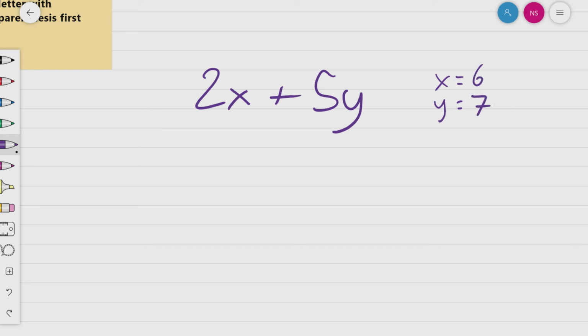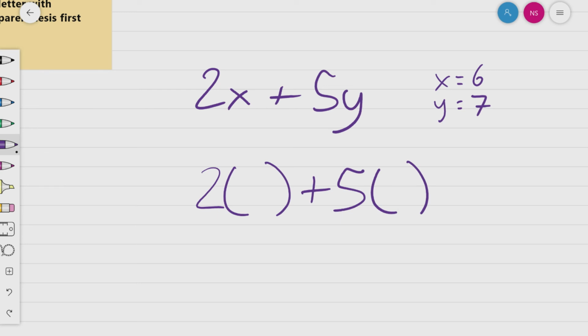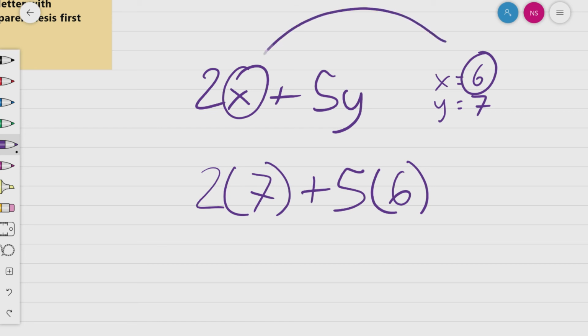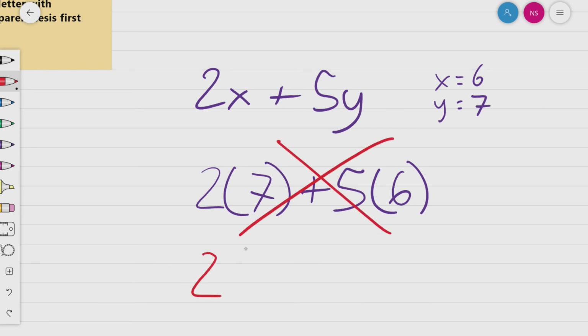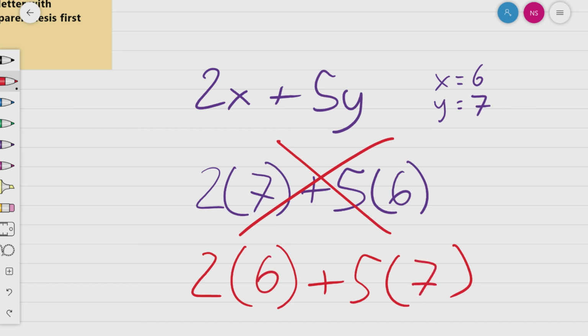One of the mistakes that students do is when they go to substitute the value in for the letter, they might accidentally mix them up. All right, this is an x. What is the value of x? It is a 6, and yet in that spot they accidentally put the 7. You see that mistake? So that's one thing you got to keep a lookout for, because this is wrong. You got to make sure you do it right, which is 6 and 7, like that. So just keep a lookout on that.